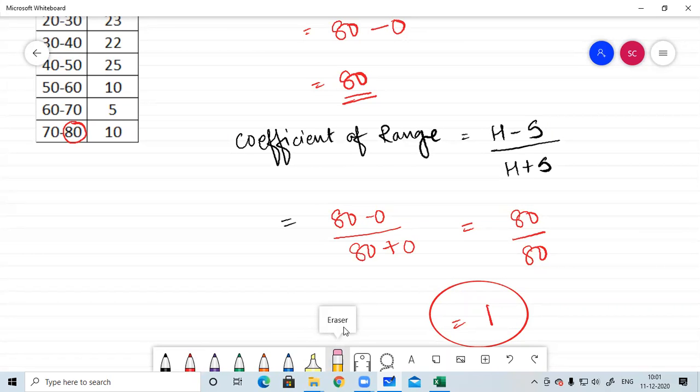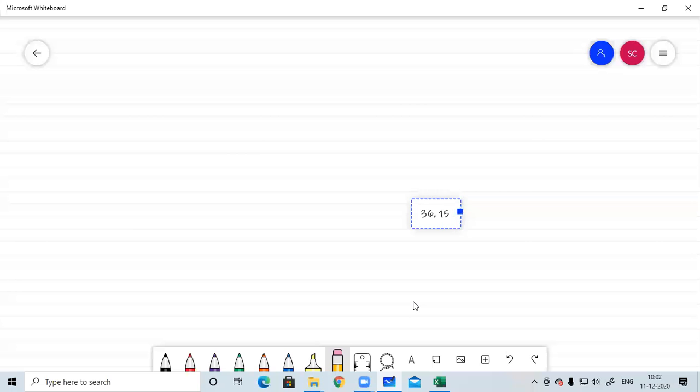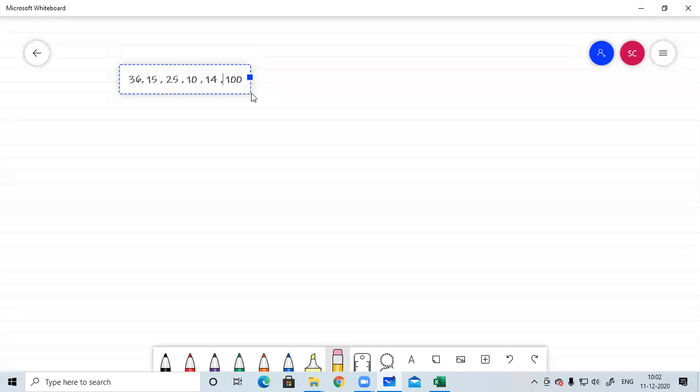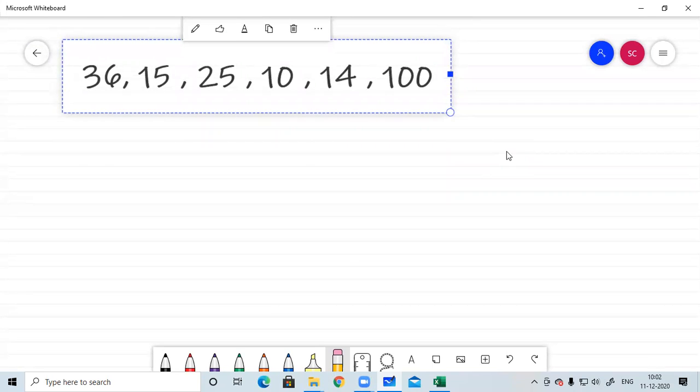Let's take another sum. Now let's find out the range for another sum. Okay. So let's take another data here. I'll just clear the screen, children. So write down 36, 15, 25, 10, 14, and 100. This is your question. Now come on, help me find out the range in this case.